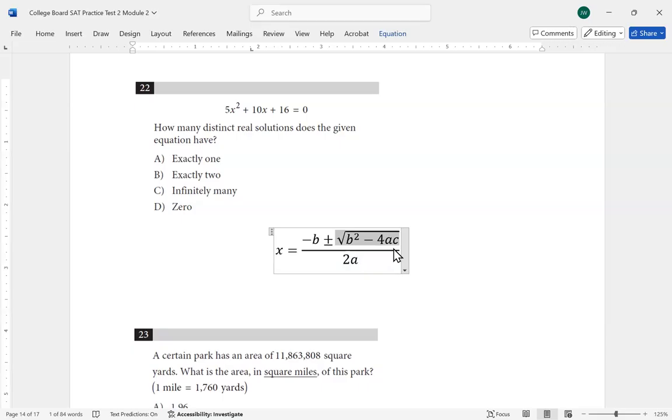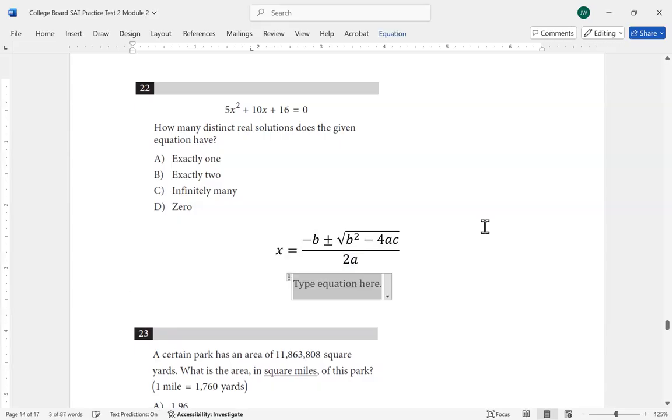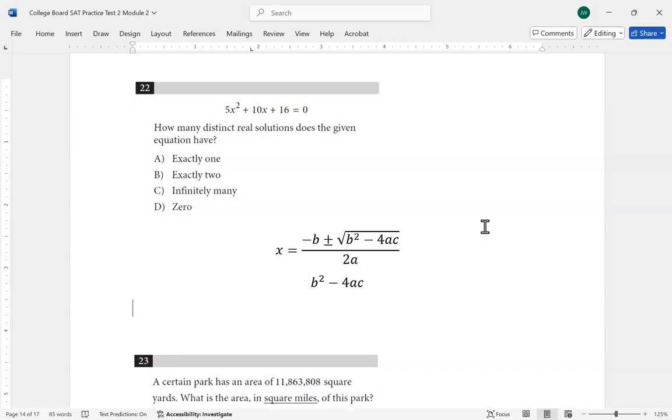If b squared minus 4ac is 0, I'm going to end up with 1 solution. And if b squared minus 4ac is negative, I'm going to end up with no real solutions. I'm only going to have 2 complex number solutions. So you could do the entire calculation if you want, but I'm just going to do the calculation of the b squared minus 4ac. So let's go ahead and do that calculation.